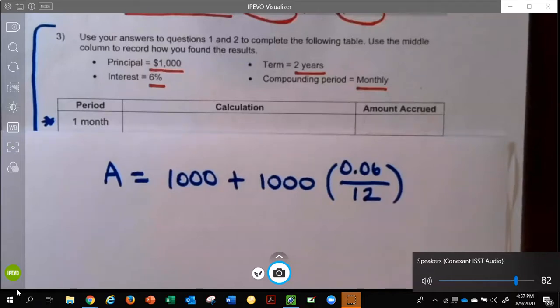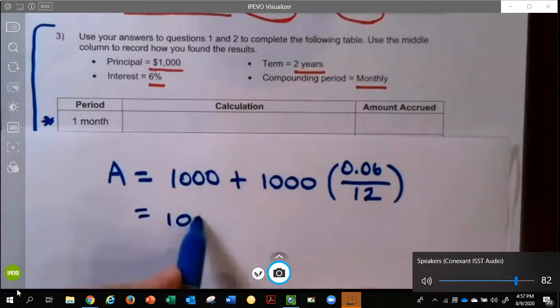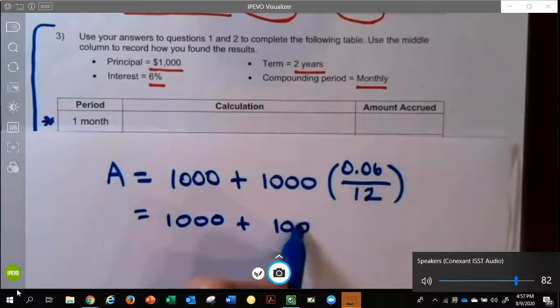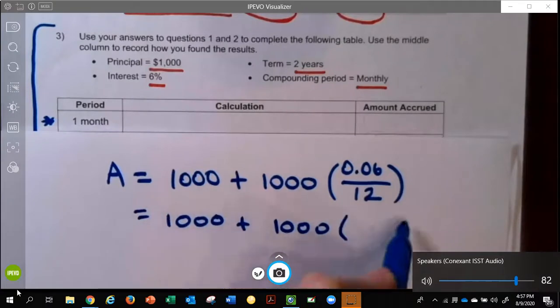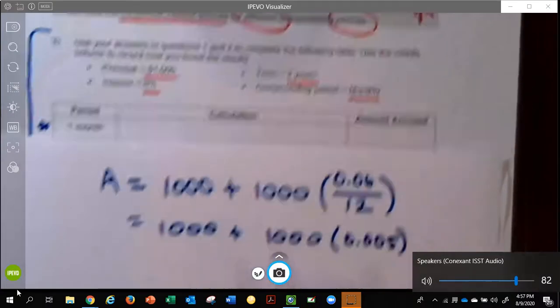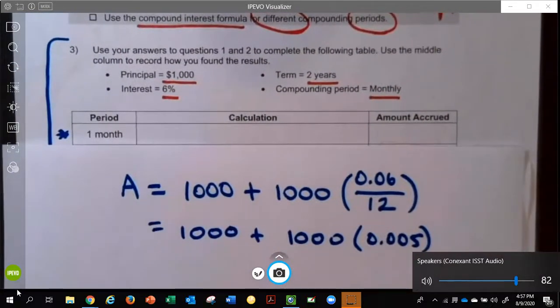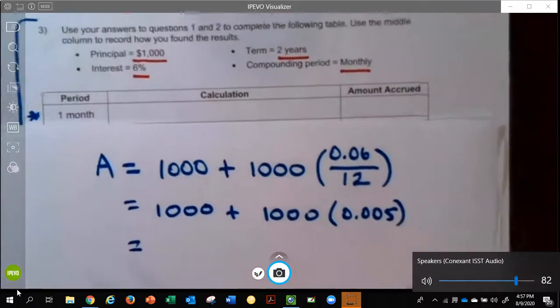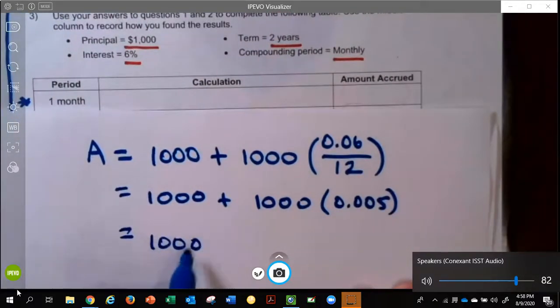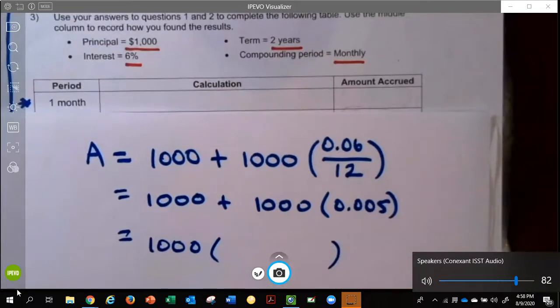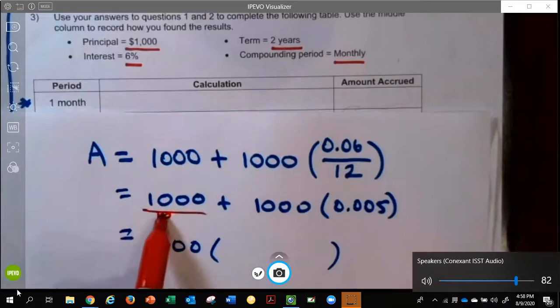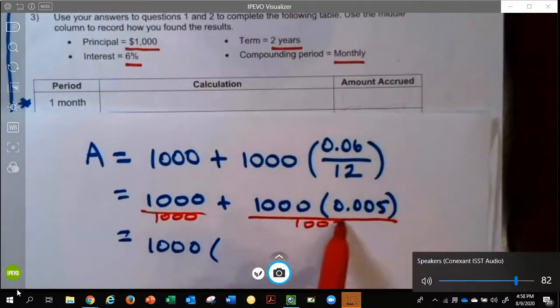However, they're trying to get us to discover what is going on here. So we're going to play around with this, and we're going to come up with a pattern. In other words, I've really got 1,000, a whole 1,000, plus another 1,000 times, well, we already know this is 0.005. We already played with that up here. Well, some of y'all sent me questions about distribution. Well, I've shown you how to distribute and then how to factor out from the distribution. When you go to factor out of the distribution, you're pulling it out and you're dividing out the same amount.